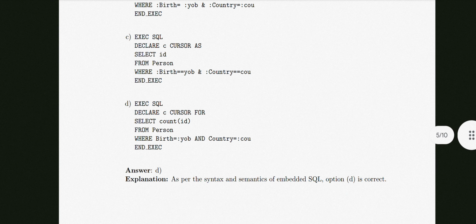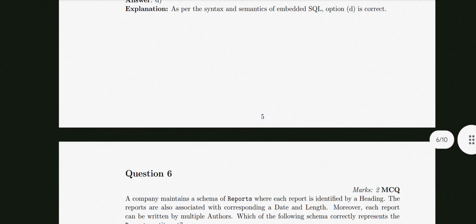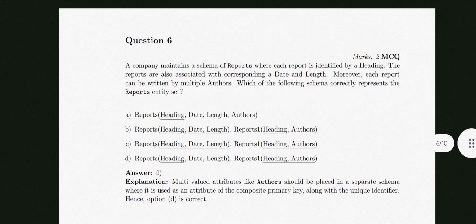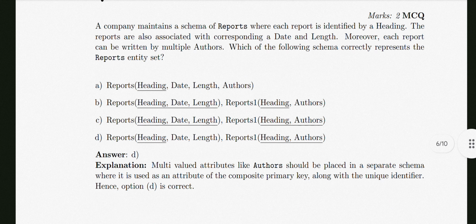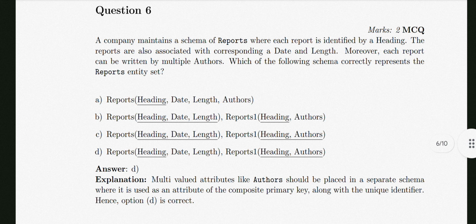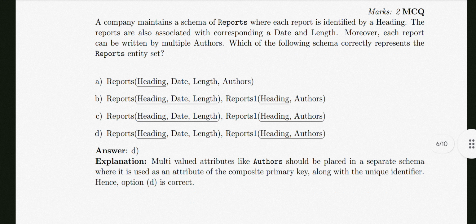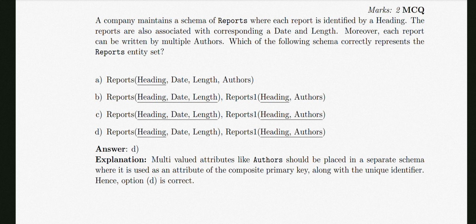These are the basics I can't teach you, right? So I'm moving on to the next question. Which of the following schemas correctly represents the reports entity set? Here the reports entity has a schema, and the reports are also associated with corresponding date and length. Moreover, each report can be written by multiple authors.